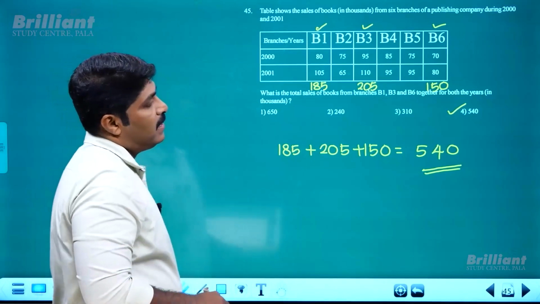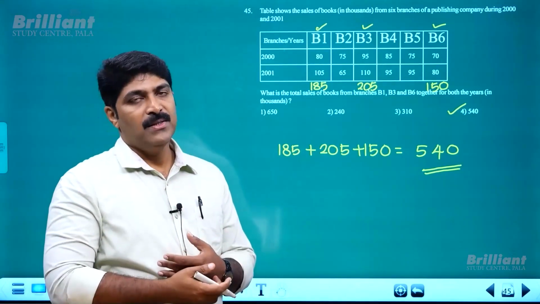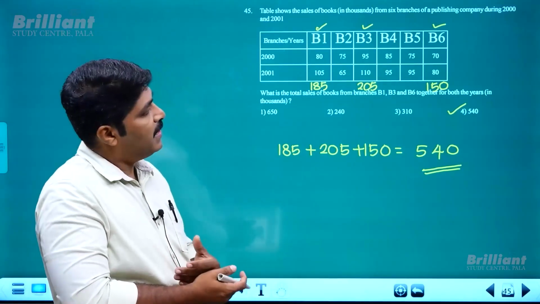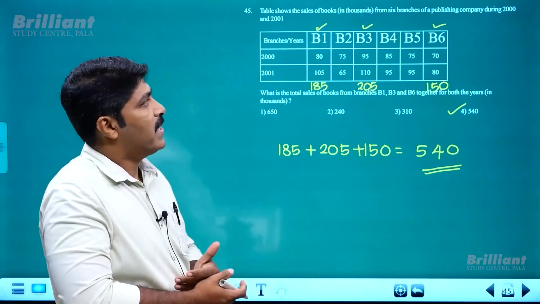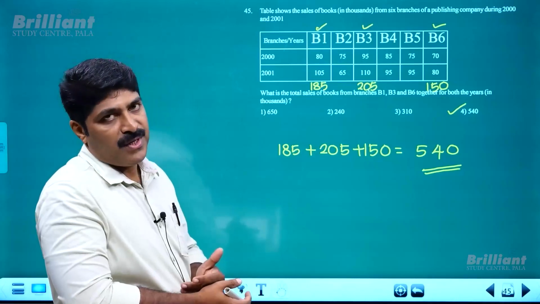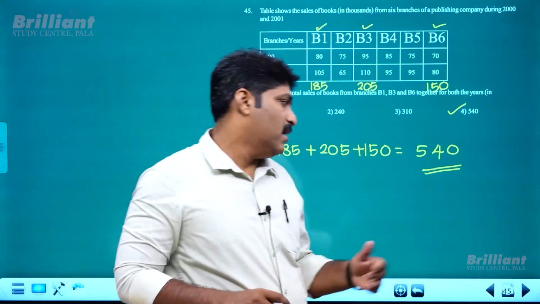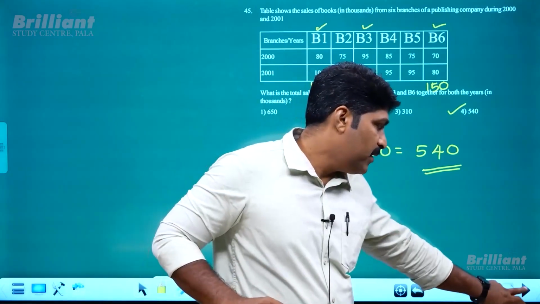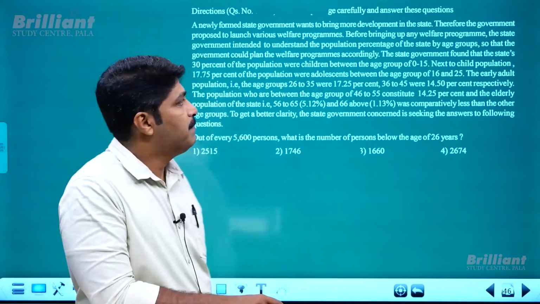It's a direct data interpretation question. So we can do the simple addition type of operation for finding the answer to this type of question. It's not a time-consuming type of question. Some questions you may get very easily like this by using very simple operations.